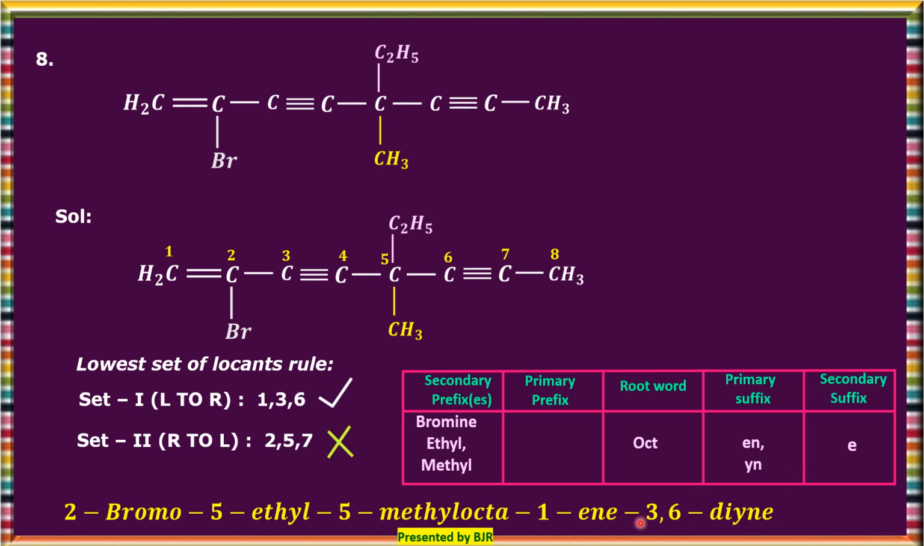You observe one thing here. I haven't dropped E from ENE. Why? Because it is followed by the suffix beginning with D, isn't it? So E from ENE is to be dropped when it is followed by the suffix beginning with A, I, O, U, R, Y. However, here it is followed by D. For that reason, E has been retained as it is. Okay, it hasn't been dropped. So this is the IUPAC name of this organic compound.